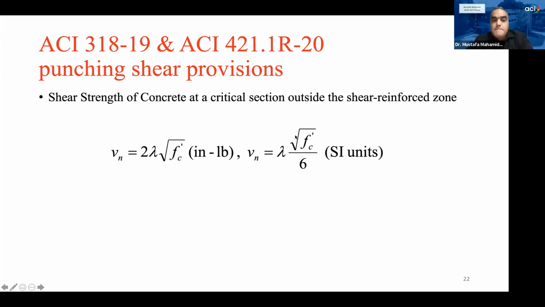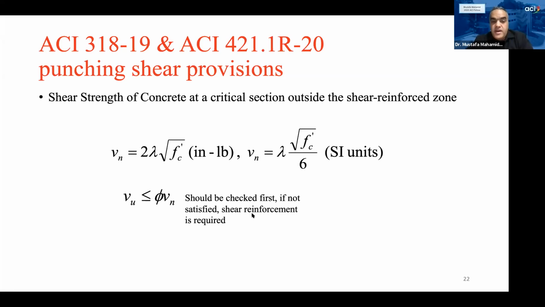Now, outside the critical section or the shear reinforced zone, this is the strength of the concrete, 2 times lambda square root of f'c, which we also know as the beam shear. And the Vu should be less than phi Vc and should be satisfied.